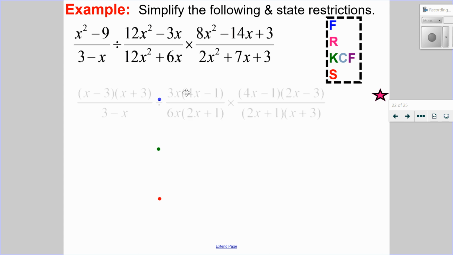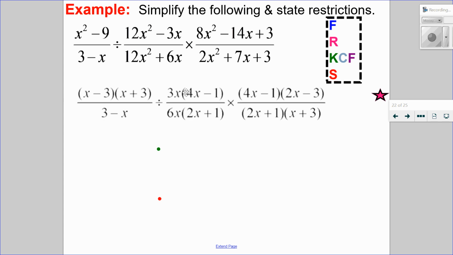There we are. Difference of squares. 3 minus x can't be simplified. 12x squared minus 3x has a GCF of 3x. The denominator had a GCF of 6x. And the numerator and denominator of the last fraction are trinomials. Again, you have to be really good on your factoring. I recommend doing it off on the side on a piece of scrap paper and then just putting it exactly as I've shown here in your final answer.